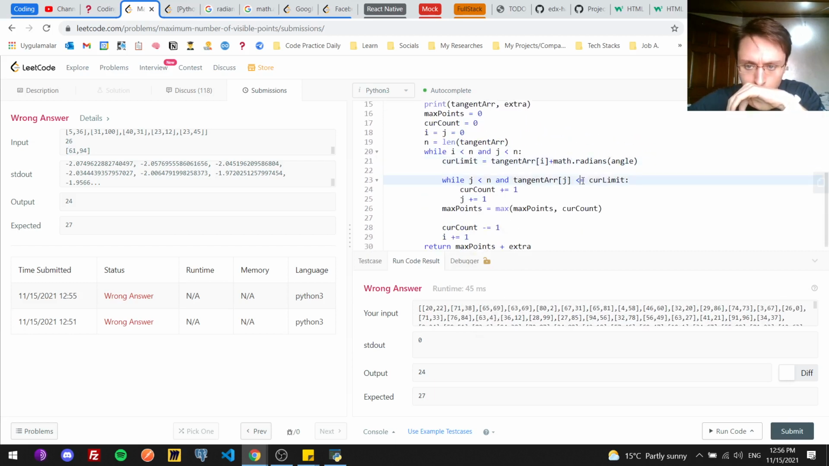So if it is equal to that and greater, we do it like that. Current limit is always the current angle plus tangent. We go like that. It can't be equal to that. We increase the count. We change the maximum point. We increase I.